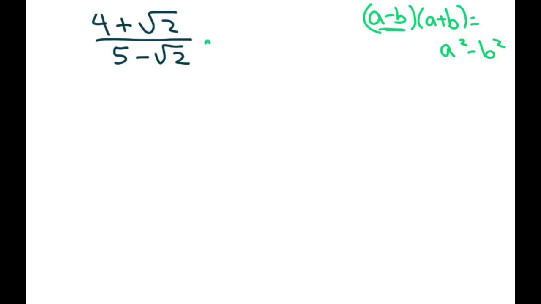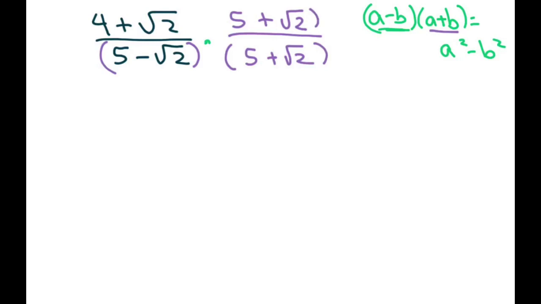So since it looks like this, the conjugate would be that piece. So what we're going to do is multiply it by 5 plus the square root of 2. And we can do that as long as we also multiply the numerator by 5 plus square root of 2. And that's going to be the hard part.